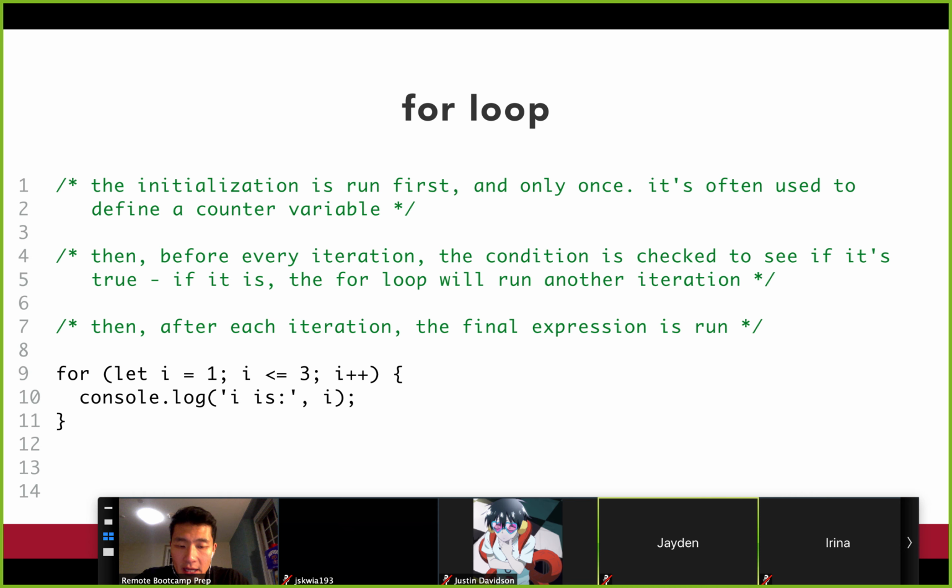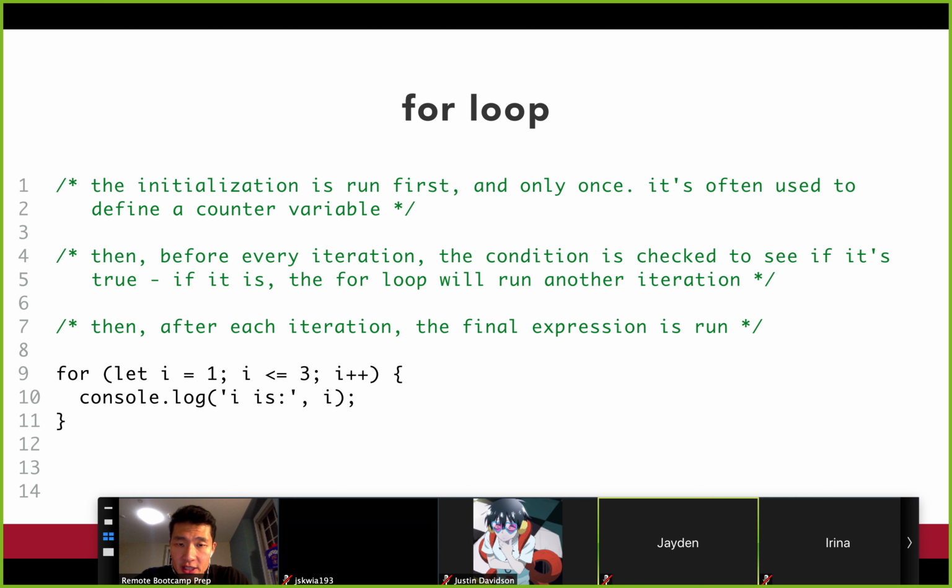When I run this code, the first time I run it, what the for loop does is it says, okay, great, let me create a variable called i, and give it the value of 1. And then let me check, is i less than or equal to 3? In this case, i is 1, so 1 is less than 3, so that's true. That means I now move on to my block of code. I move on to line 10, and I console log out "i is 1". After that, I move back to my final expression, the i++ part, and I add 1 to i. And that's the first iteration of my for loop.